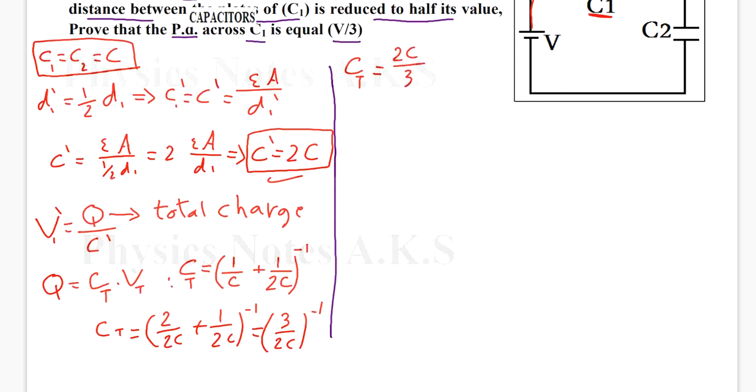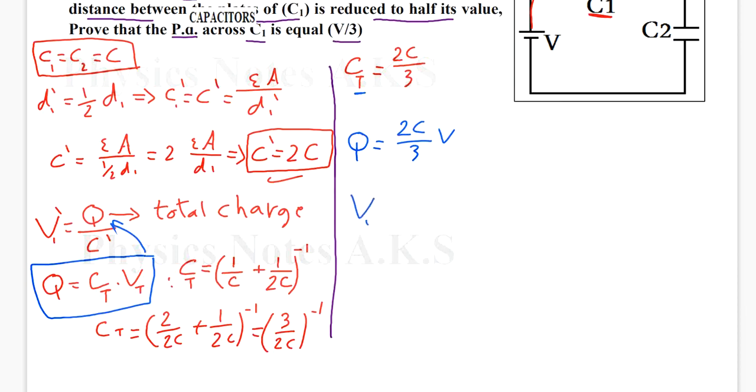This is the C total. Let me change the color here. I'll choose blue. Good. Where do I use this one? I'm going to use it right here to find the Q, and then I use it right here. So Q equals C total, which is 2C over 3, multiplied by the V total, which is basically V. Now use this formula in the V1 prime.